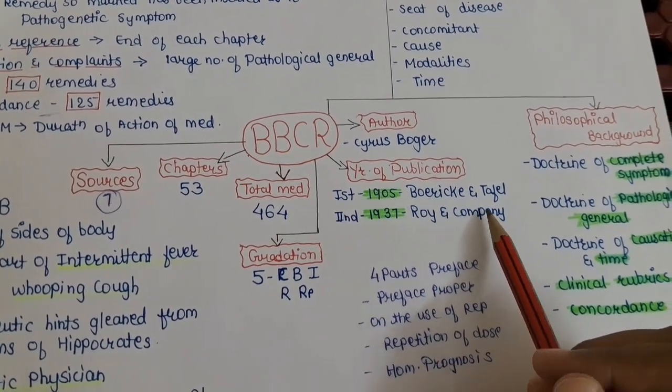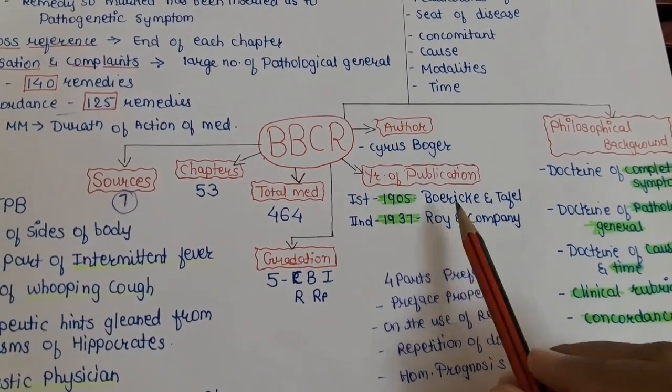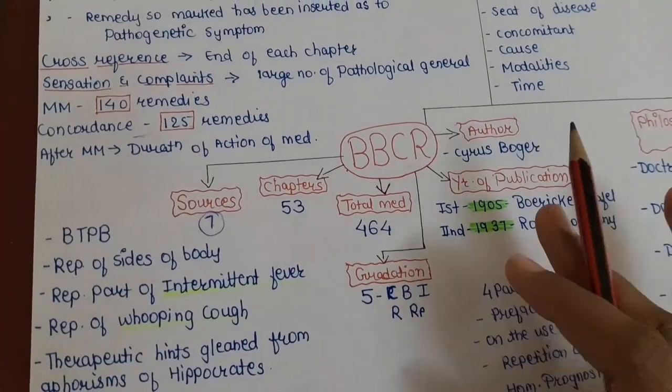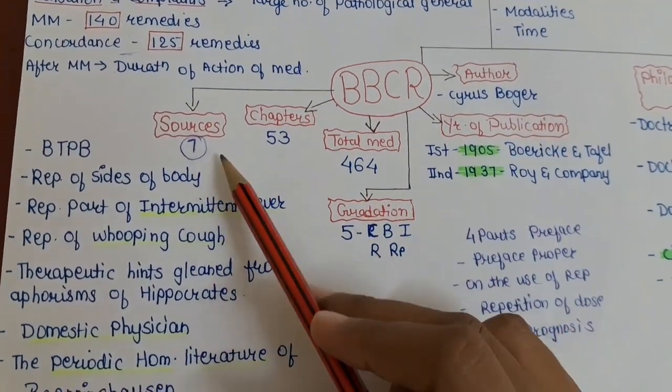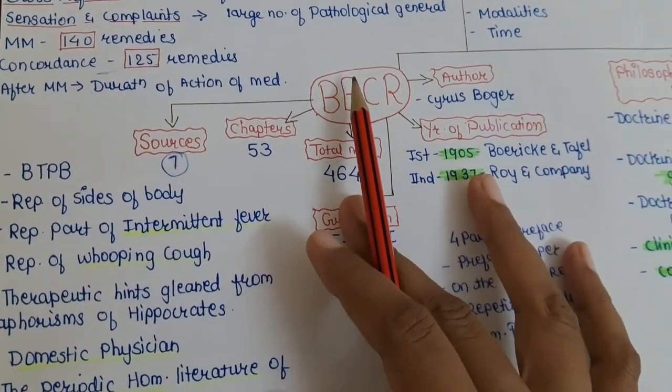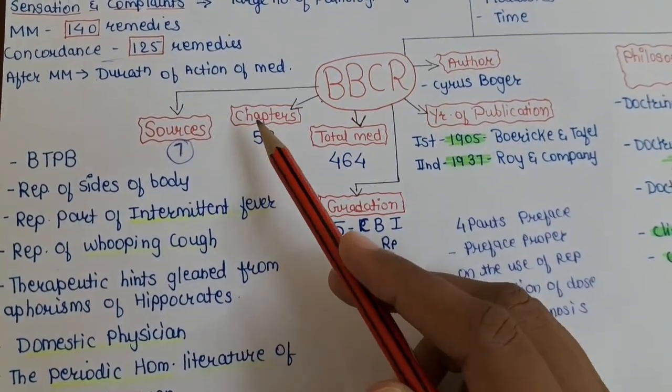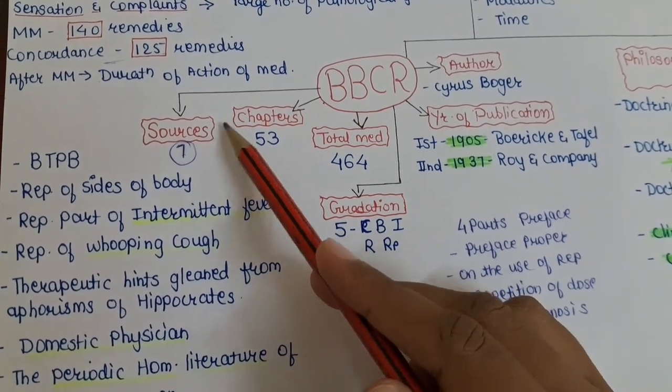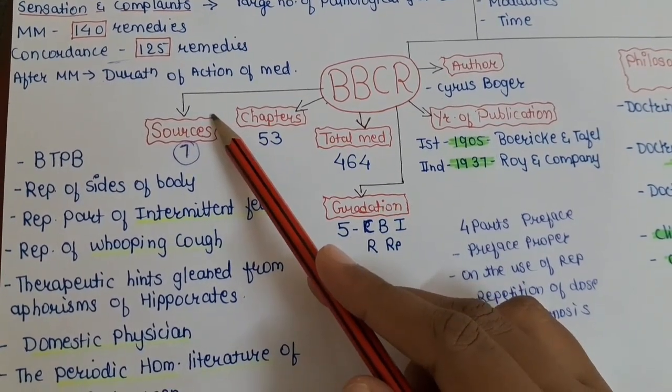The one which we saw now was the second edition, the student's edition. So here you can see the sources. This is important also. You should remember the sources, and this question was also asked in the MD viva. So this is very important. You should know the sources of BBCR.